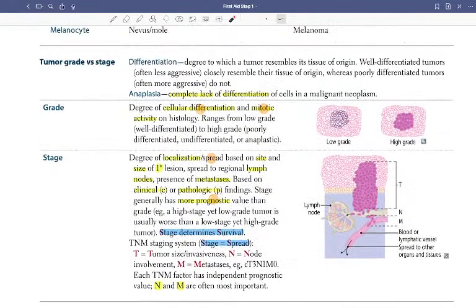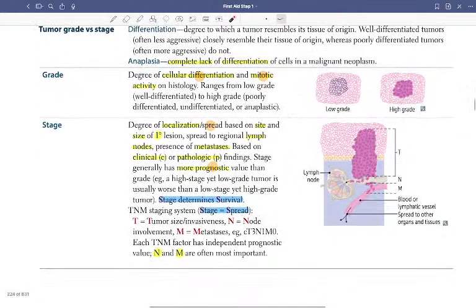Next, differentiation. Anaplasia is complete lack of differentiation in a malignant neoplasm. That is anaplasia. Differentiation, all this important. Grade is basically cellular differentiation and mitotic activity. That is grade. Low grade, well differentiated, and stage is how, where has it gone. Spread is stage. Size of primary lesion, pathologic findings, prognostic value.